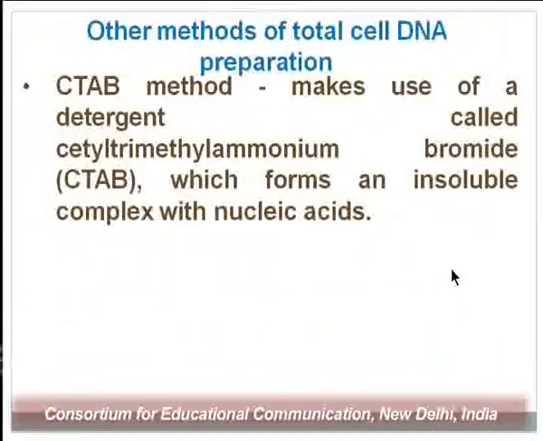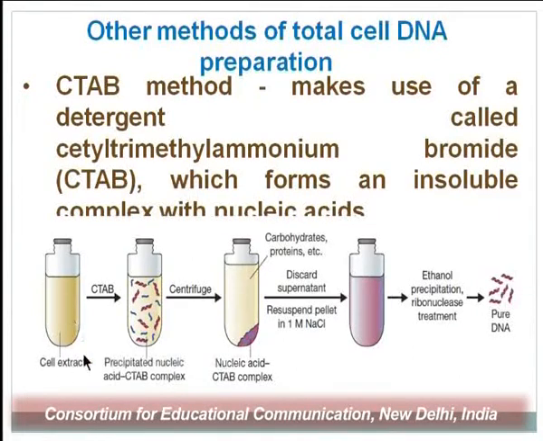So other methods of total cell DNA preparation are also employed, such as the CTAB method. In this CTAB method, we make use of a detergent called cetyl trimethyl ammonium bromide, which forms an insoluble complex with the nucleic acids. This CTAB method can be used for the isolation of DNA from gram-positive bacteria, because it is difficult to break open gram-positive bacteria, or from other cells such as tissue cells and plant cells.